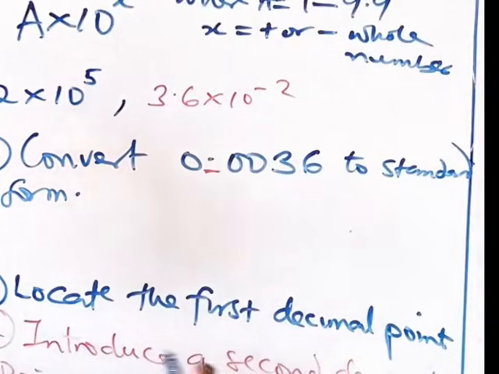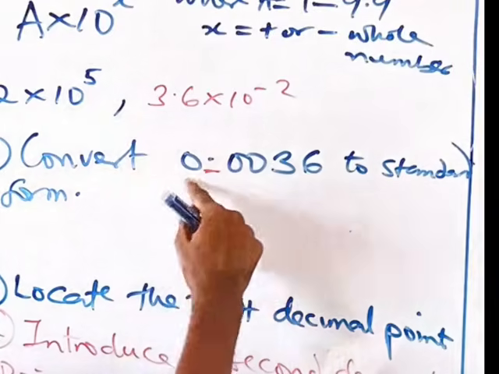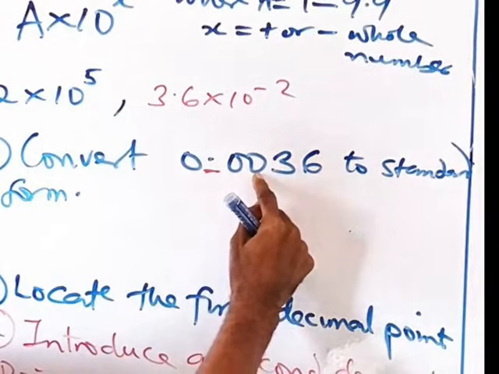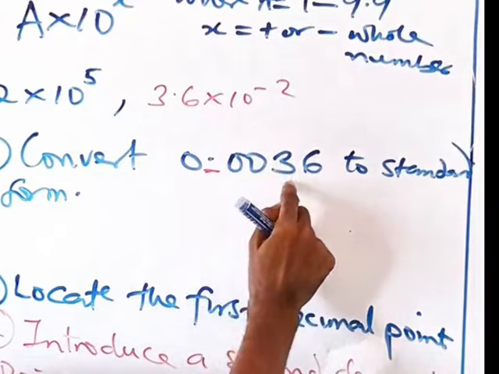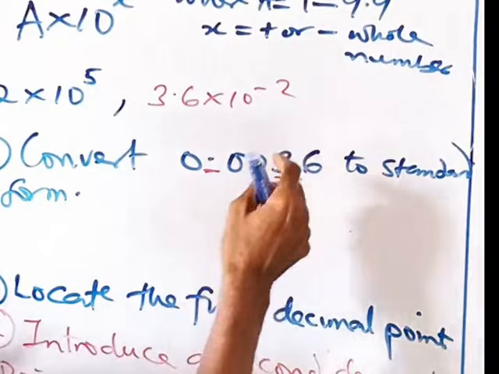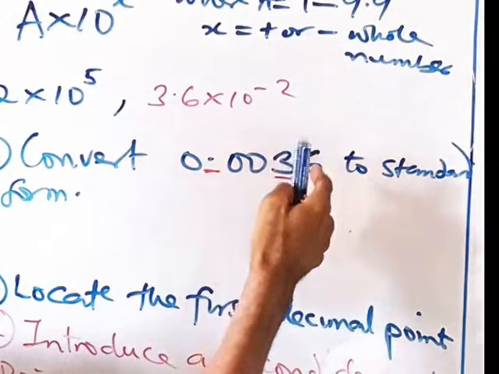Now the next step is to introduce a second decimal point after the first significant figure. What is the first significant figure here? All these zeros are non-significant. So the first significant figure there is 3. So I am going to introduce a new decimal after the 3.